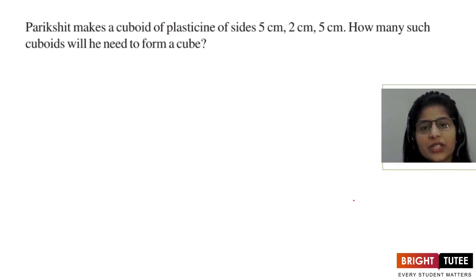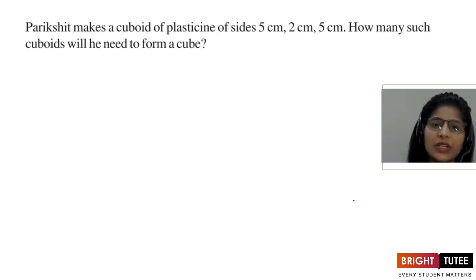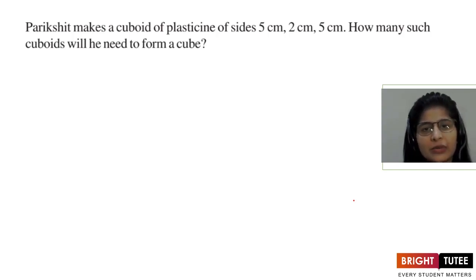So here is one question. They're asking, Parikshit makes a cuboid of plasticine of sides 5 cm, 2 cm and 5 cm. How many such cuboids will he need to form a cube? Right? How many such cuboids does he need for forming one cube? This is one of the questions that we discussed. It is similar to that. So try to recall what we have done.